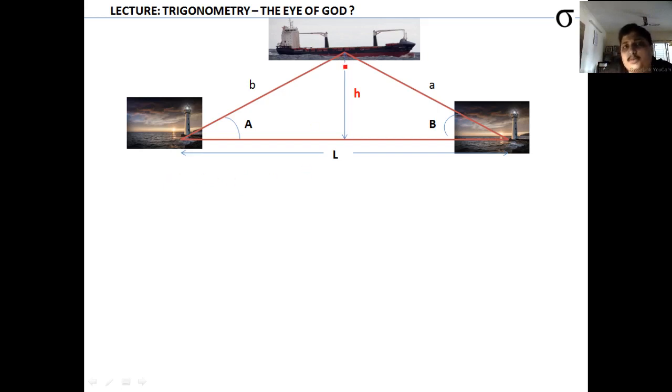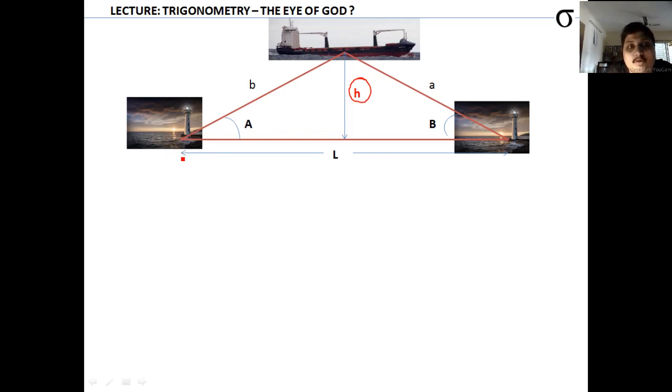So, look at this situation. You have a boat, say the Royal Titanic, that is stranded deep in the ocean, and immediately as it's stranded, it sends out an SOS to the teams at the shore. So you have the two lighthouses here, one and two. So the first thing that the shore has to do is to find out this distance h, which is the distance of the boat from the shore, and obviously that cannot be measured in a straightforward manner unless one is God.